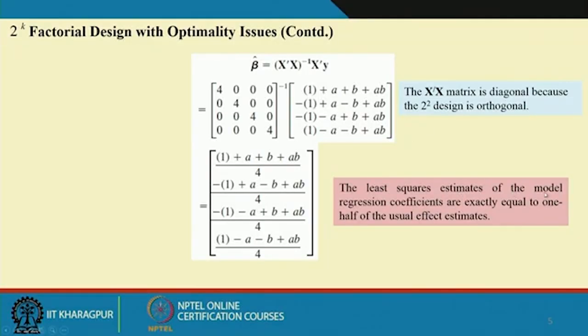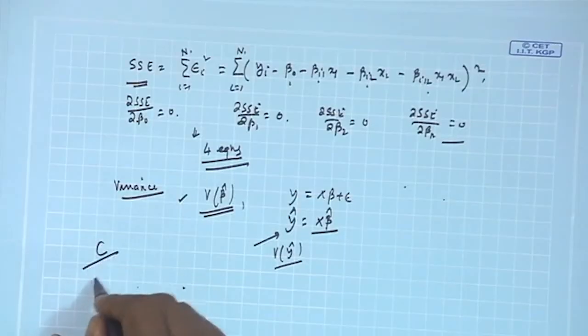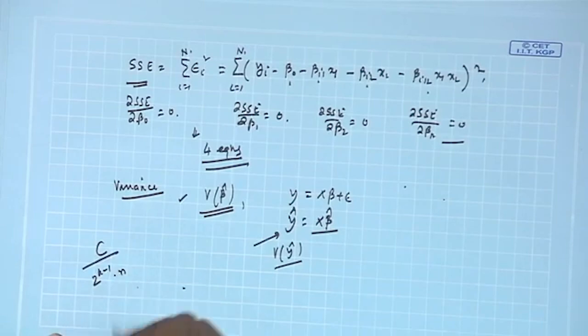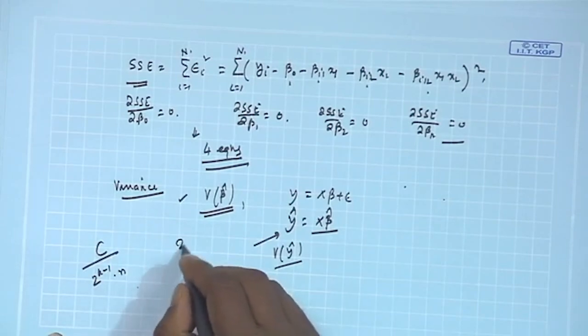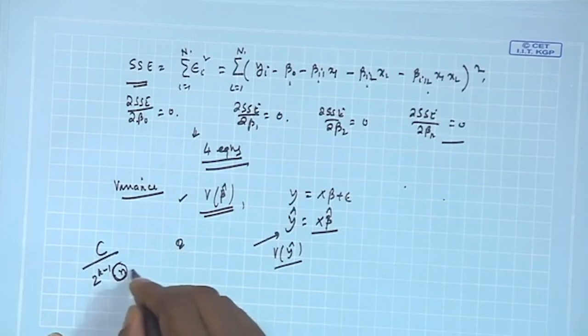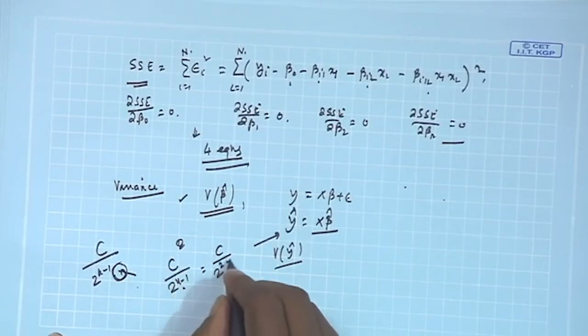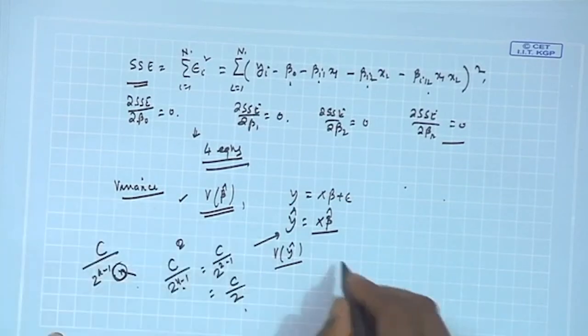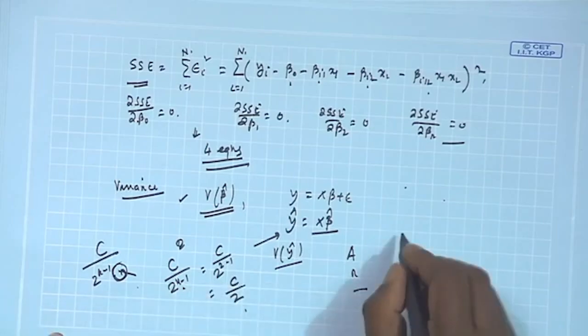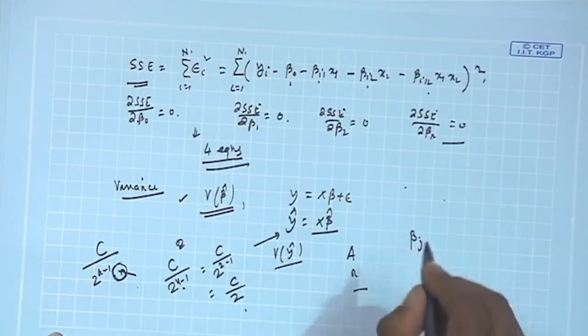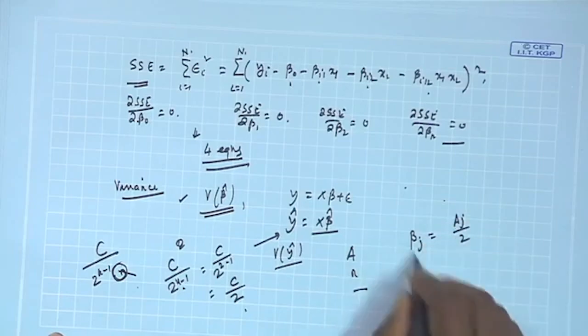And here the least square estimates of the model regression coefficients are exactly equal to 1/2 of the usual effect estimates, that also we have seen earlier. If you estimate the effect, you will write down contrast by 2 to the power k minus 1 into n. Now, as we have taken total or average, the n part will not come. So, it will be contrast by 2 to the power 2 minus 1, so it will be contrast by 2. That will be the effect of A, B like this, but here is the regression coefficient. We have shown you that if beta j is the regression coefficient and the effect is A j, then this is the relationship, as shown earlier.